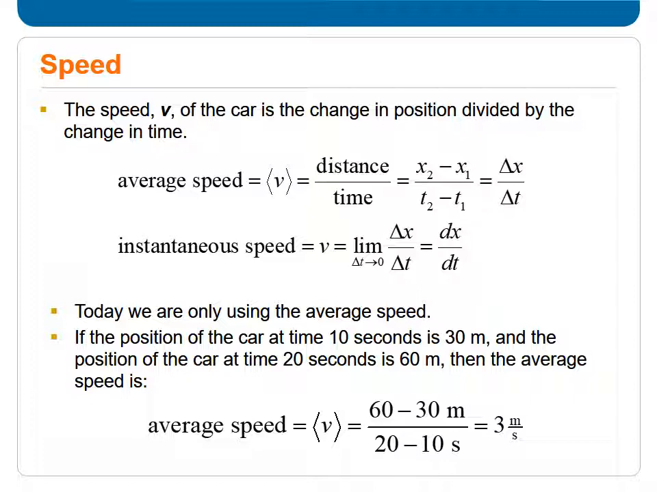Today we're only interested in using the average speed. If the position of the car at time 10 seconds is 30 meters and the position of the car at time 20 seconds is 60 meters, then the average is 60 minus 30 meters, traveled 30 meters, in 20 minus 10 seconds, in 10 seconds, or 3 meters per second.